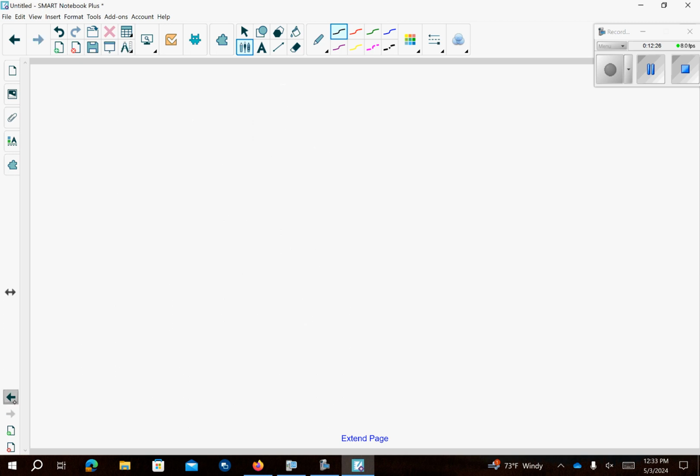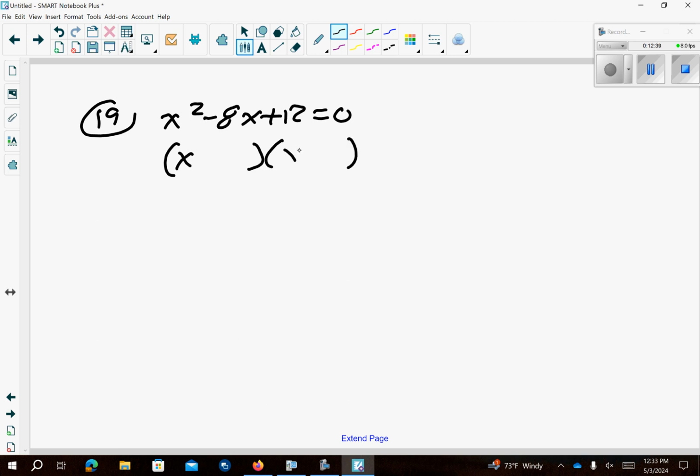Number 19. x squared minus 8x plus 12 equals 0. So what two numbers multiply together to give me positive 12, add together to give me negative 8, and that's going to be negative 6 and negative 2, so x equals 6 and x equals 2.